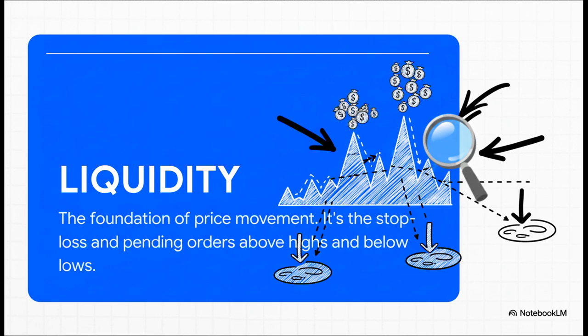It's seen as the literal fuel for the market, and it's not some abstract idea. We're talking about real orders. You've got buy-side liquidity, which is all the stop losses and buy orders sitting just above recent highs, and sell-side liquidity sitting right below the lows. The core idea is that price is deliberately driven toward these pools of orders. Why? Because the big institutions need to tap into that liquidity to fill their massive positions without causing the price to slip away from them.